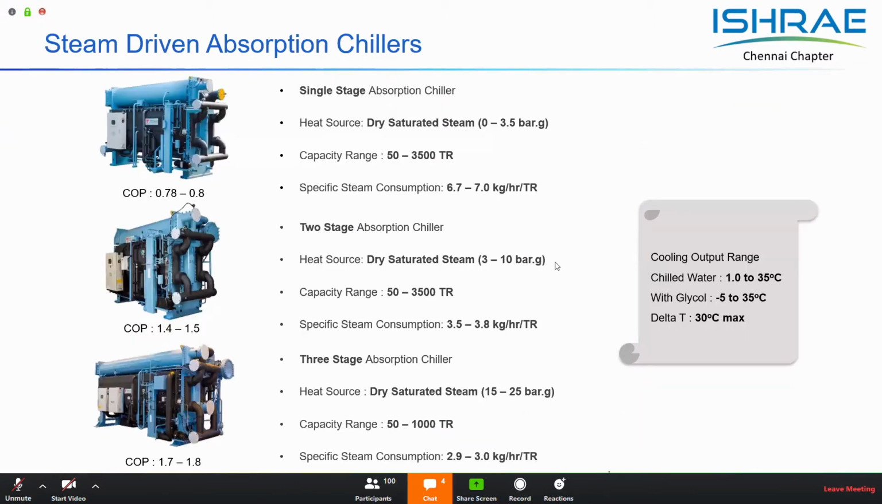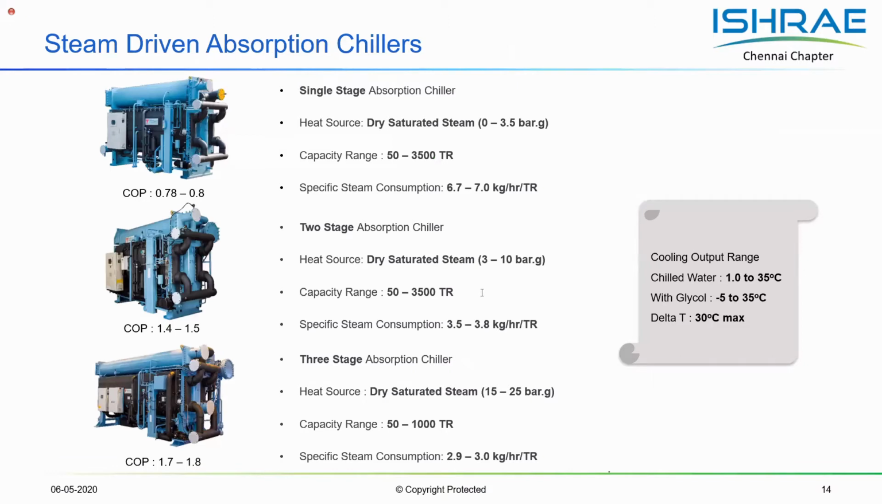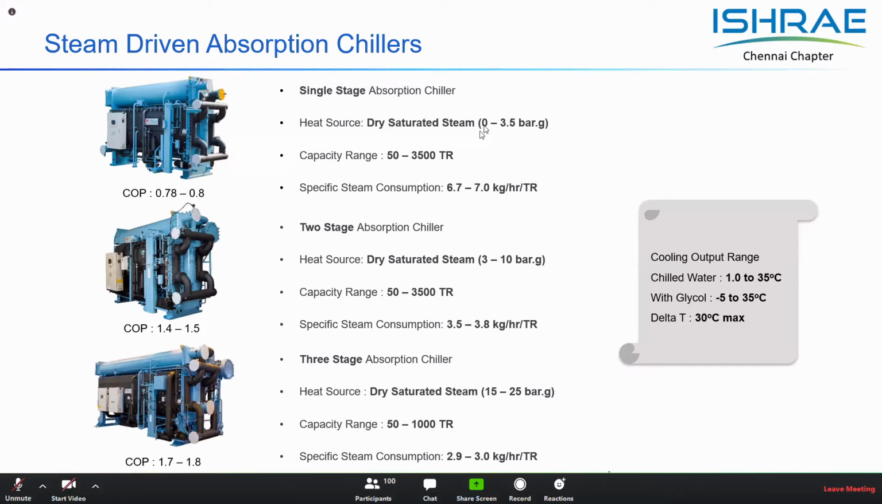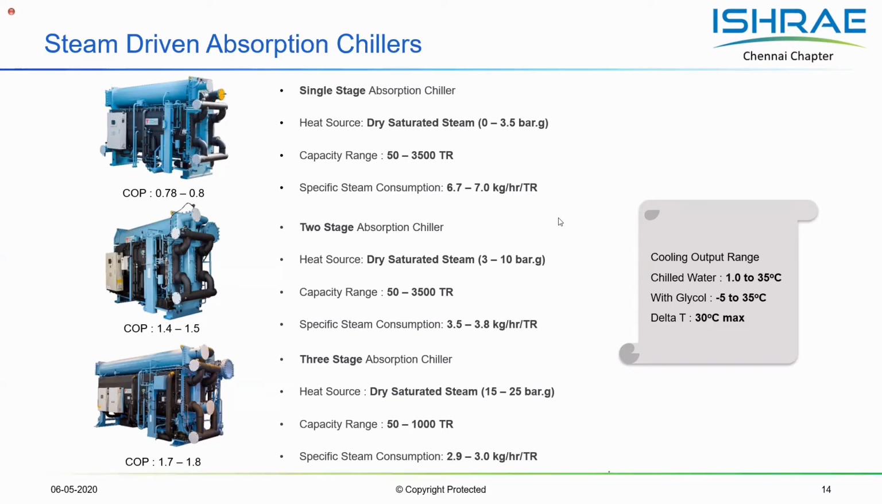Okay, now coming on to the different types of absorption unit, just to give an overview, we have absorption units running on steam. Steam can be of different pressures. We have a single stage technology, which will be able to use steam starting with just above atmospheric pressure to approximately 3 to 3.5 bar as the driving heat source, and capacity ranges are from 50 to 3,500 TR. What is important to note is the specific steam consumption. To produce 1 unit of refrigeration or 1 USRT, you would require approximately 6.7 to 7 kilograms of steam per hour.